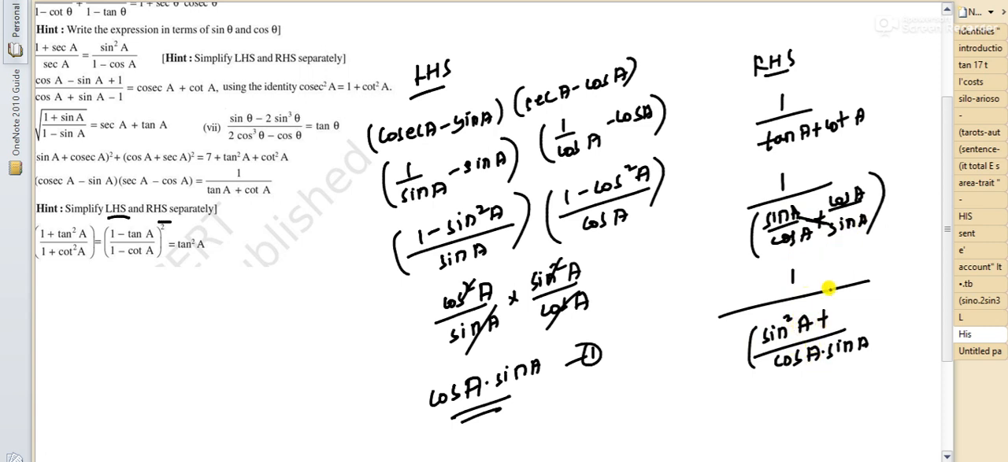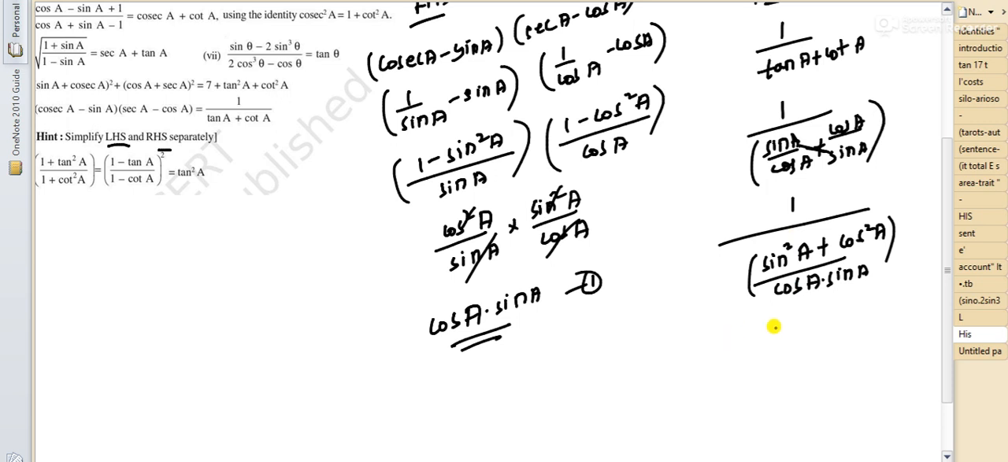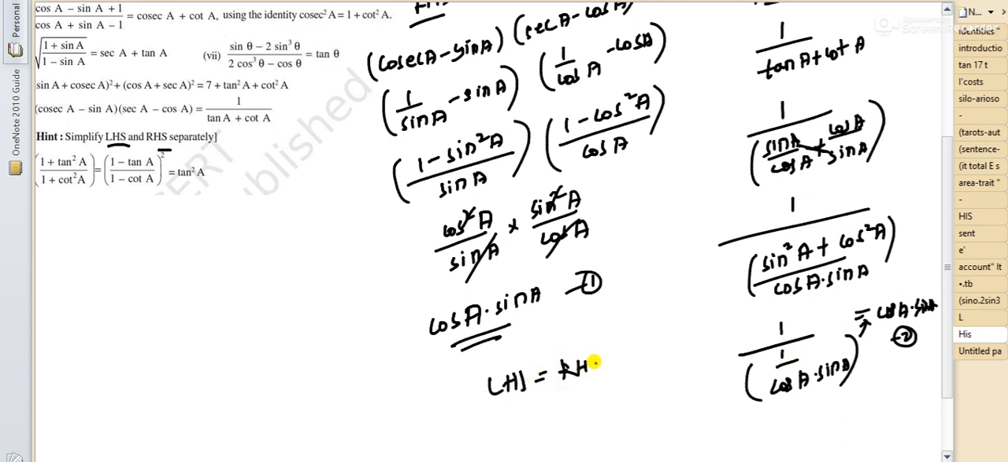So this becomes sin square a, and here cos by sin is what? Again cos into cos. So this is cos square a. Okay, now what is this? This is in the form of sin square plus cos square is 1, and this is cos a into sin a. When this comes to the numerator, this becomes 1 by cos a into sin a. This is 2. Now if you look at 1 and 2, we can say LHS is equal to RHS, because equation 1 is equal to equation 2.